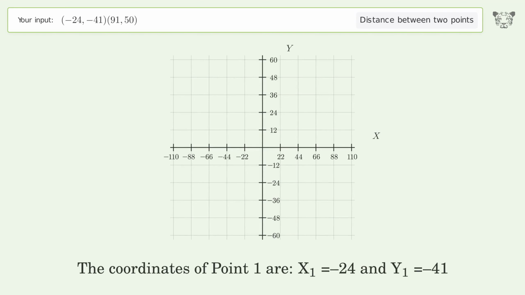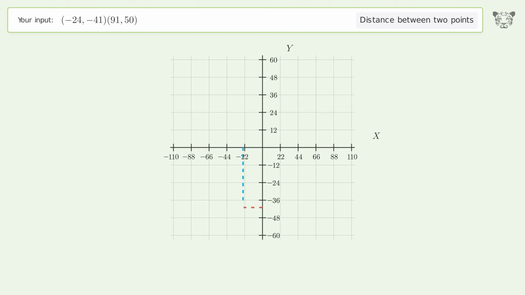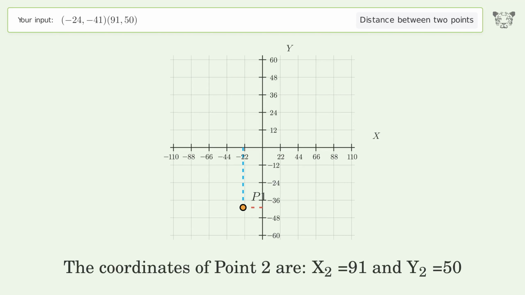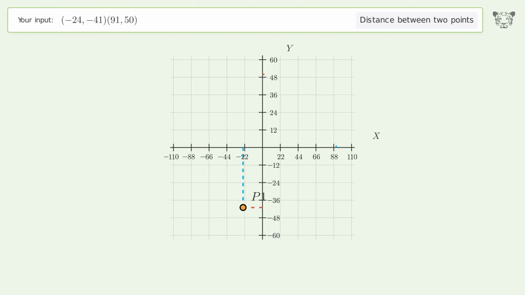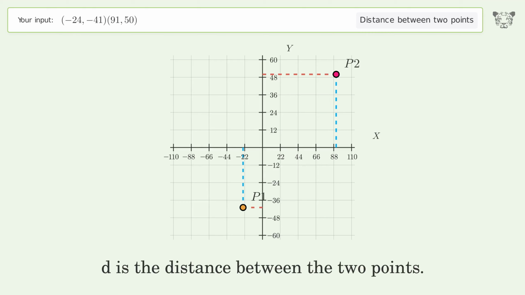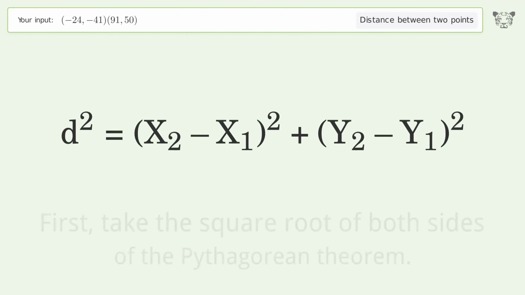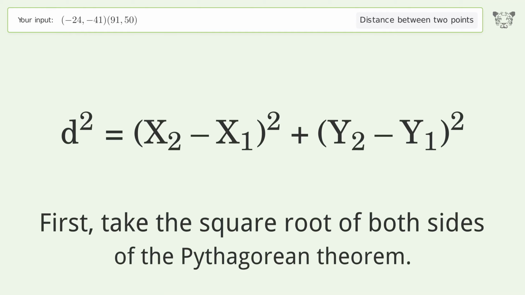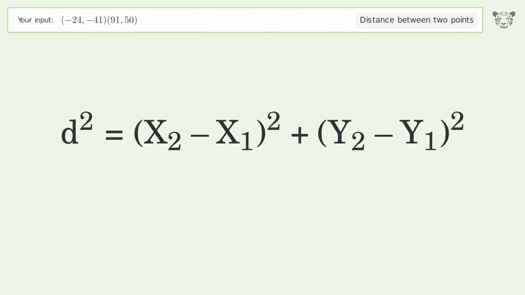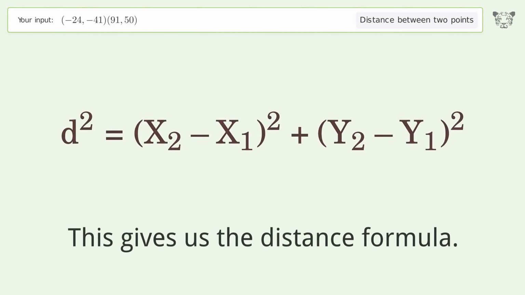The coordinates of point 1 are x1 equals -24 and y1 equals -41. The coordinates of point 2 are x2 equals 91 and y2 equals 50. D is the distance between the 2 points. First, take the square root of both sides of the Pythagorean theorem. This gives us the distance formula.